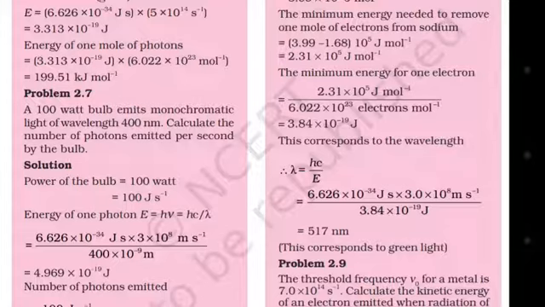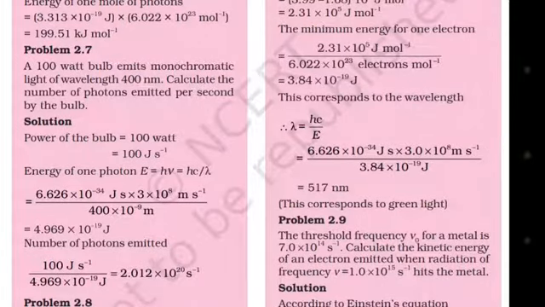This corresponds to the wavelength. So λ = hc/E = (6.626 × 10^-34 joule second × 3.0 × 10^8 meter per second) / (3.84 × 10^-19 joule). Finally it is 517 nanometer. This corresponds to green light.